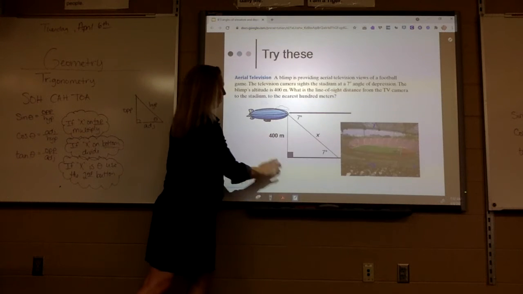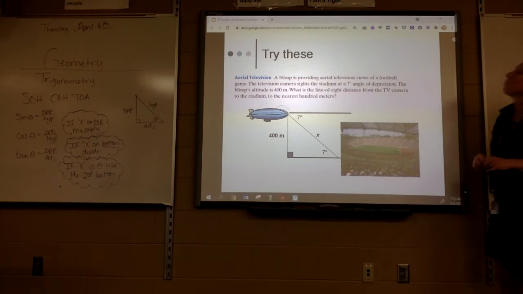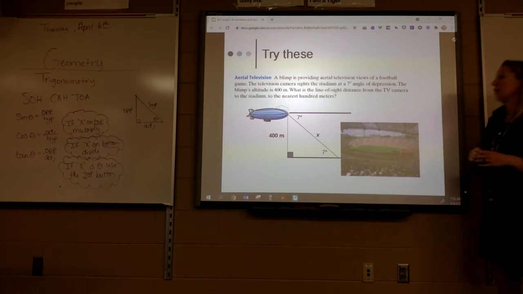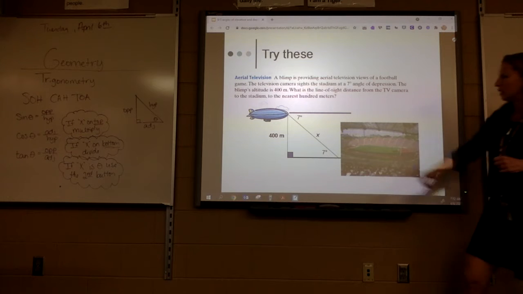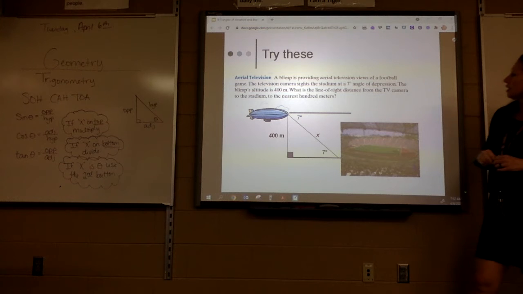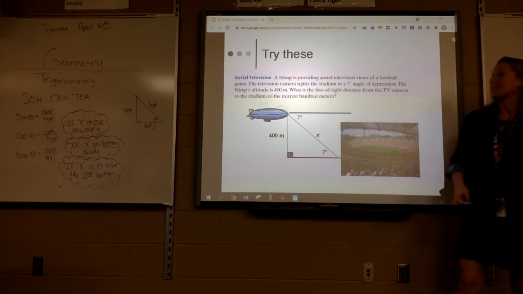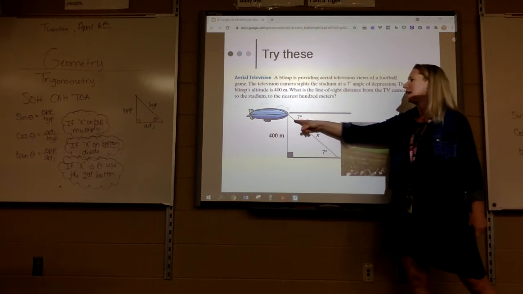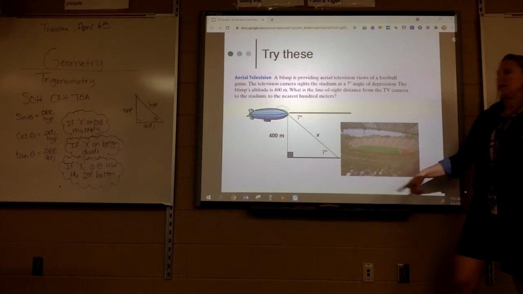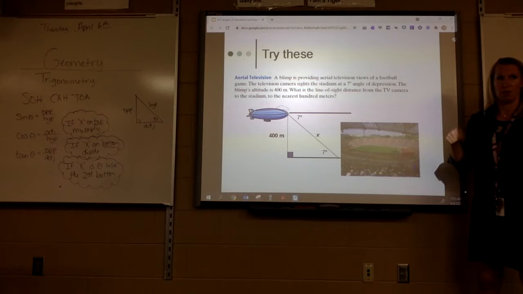I might have one more. So it says a blimp is providing aerial television views of a football game. The television camera sights the stadium at a 7-degree angle of depression. So again, no matter what, put that angle down by the right angle. It says the blimp's altitude is 400 meters. Line of sight distance would be the hypotenuse. And then you do your trig. So I'm going to help you set up a bunch of your word problems today.